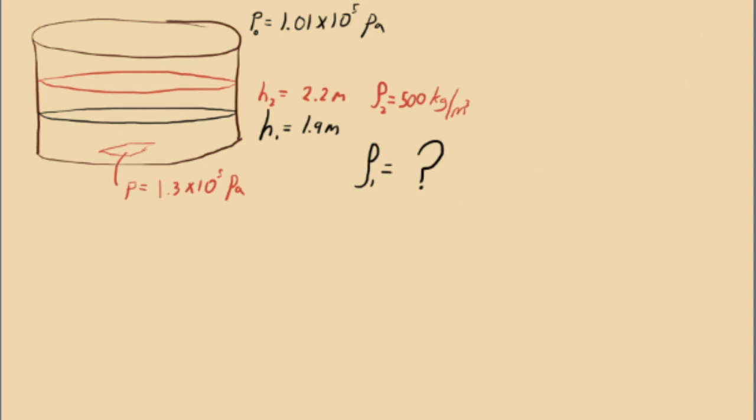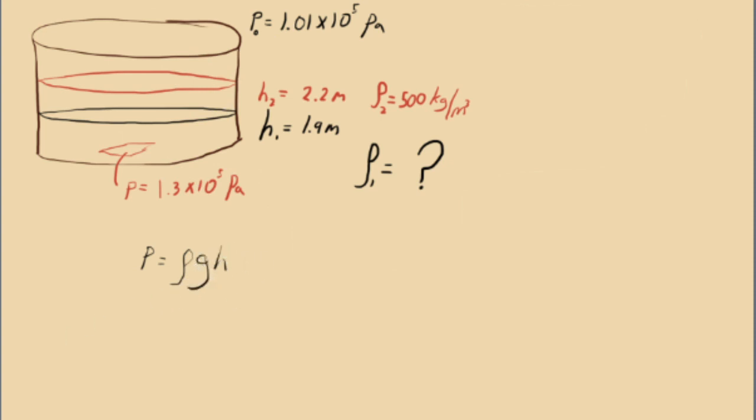Okay, so we know that our pressure is dependent on our density times gravity times our height. We saw that in our last example. And since we have 3 different layers, we could just sum each of these individually.